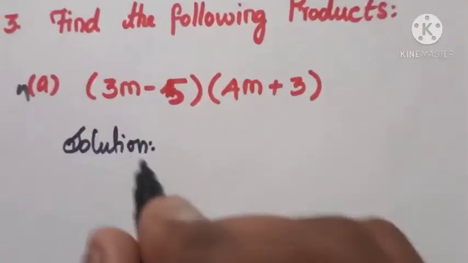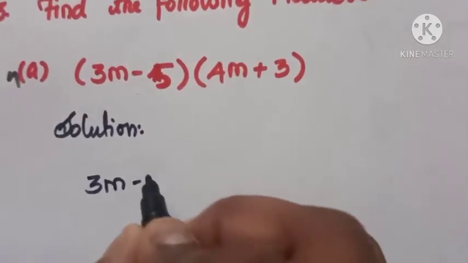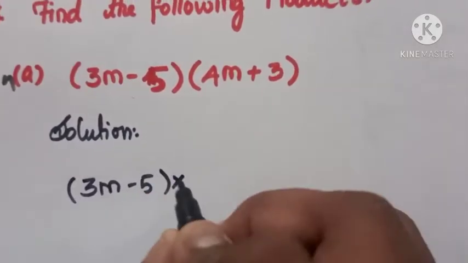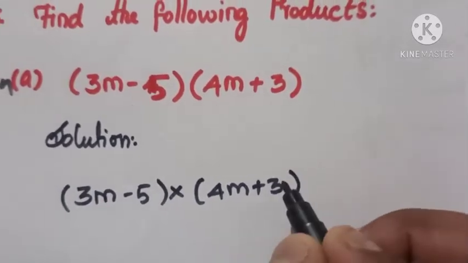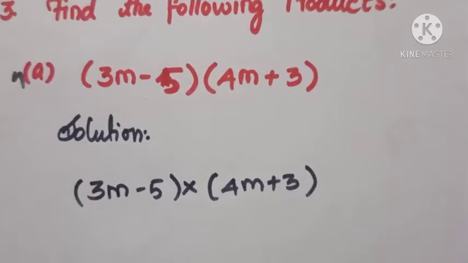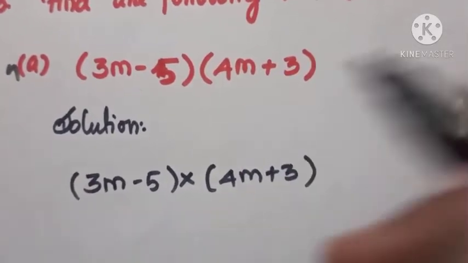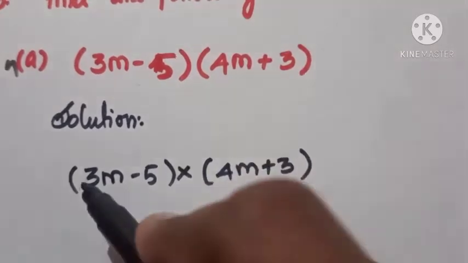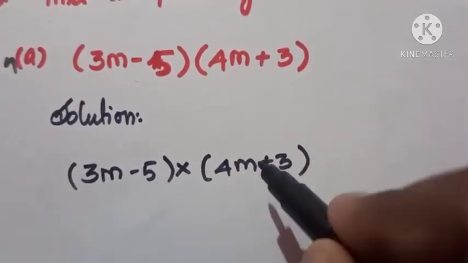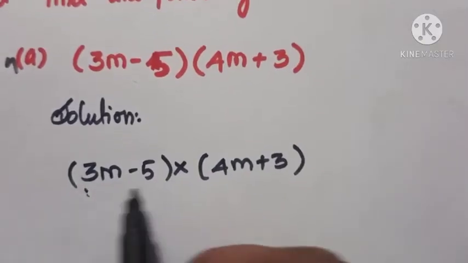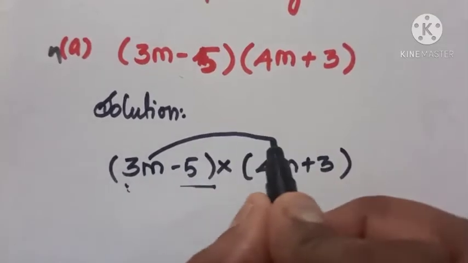The normal way: first you write the question as it is. 3m minus 5 is multiplied with 4m plus 3. So this is the procedure. You can take any term to start. So from 3m to 4m and 3m to 3, and minus 5. First we need to multiply this one with this one, so 3m with this one.